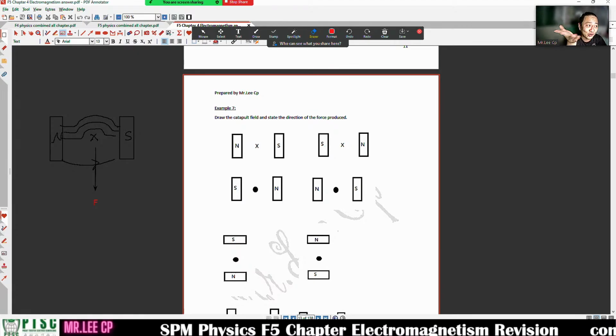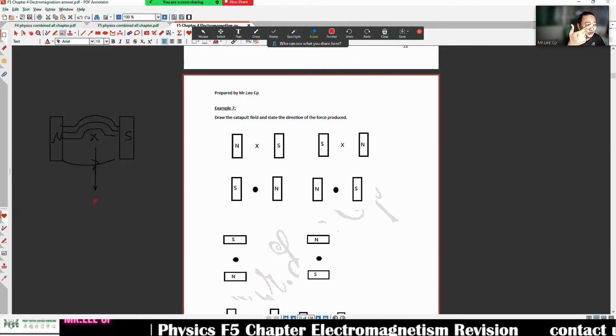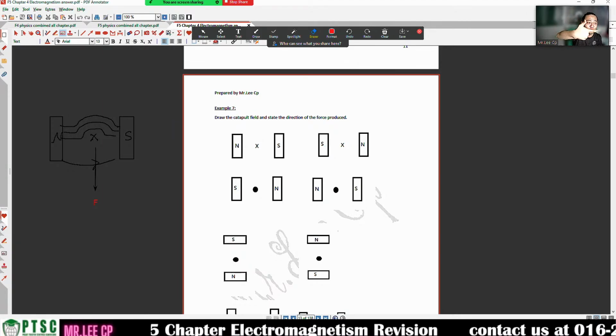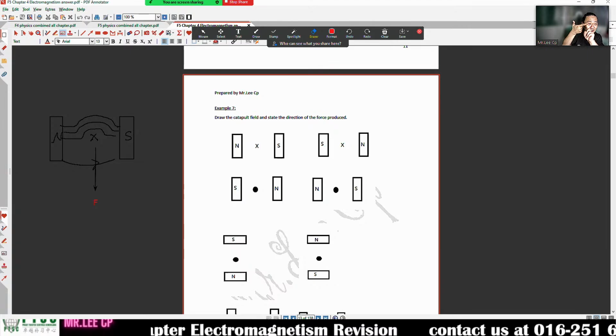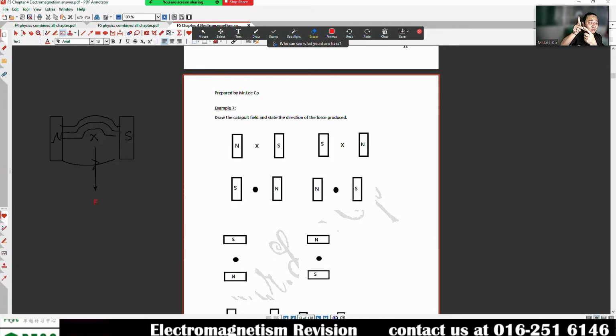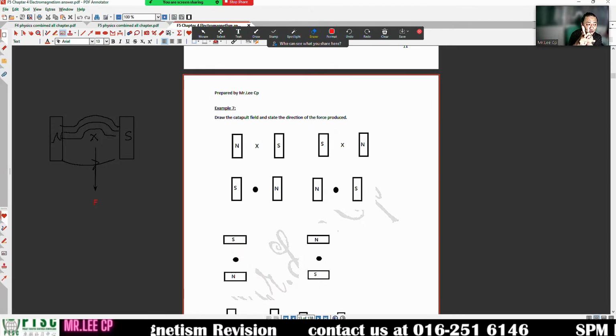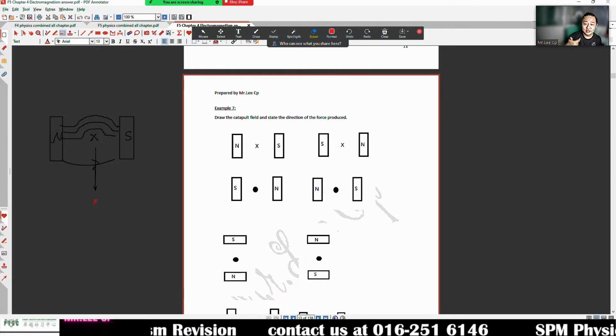I guess those who come here have already prepared for your SPM, so you roughly know. This is north to south. You point north to south. Four fingers are the magnet, the middle finger is the current, and the thumb represents the force, right?